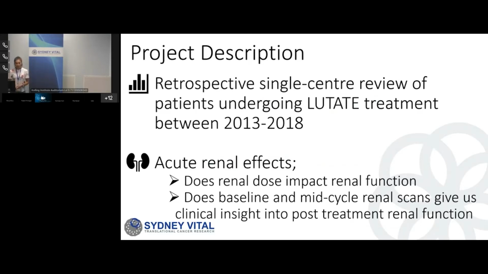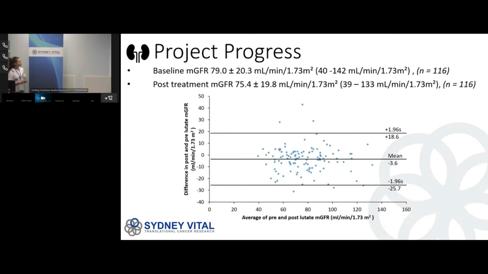So for my project, we did a retrospective single-center analysis of the safety outcomes of patients that underwent lutate treatment between an audit period of 2013 to 2018. We also assessed one of the dose-limiting organs in the cell, the kidneys, where we assessed the renal dose and if that has an acute impact on renal function 3 months post-treatment. We also wanted to see the baseline and mid-cycle renal scans and if that gave a clinical insight into a patient's post-treatment renal function.